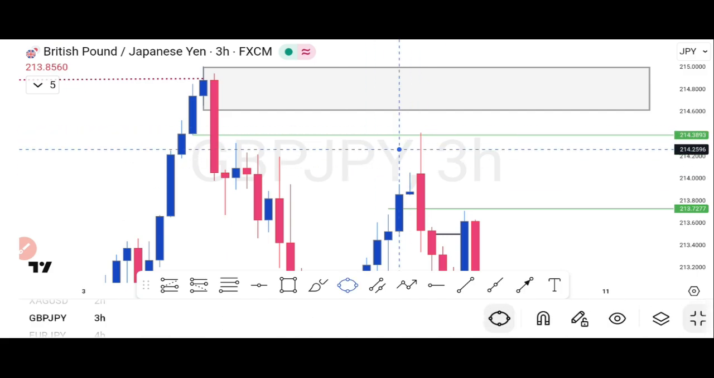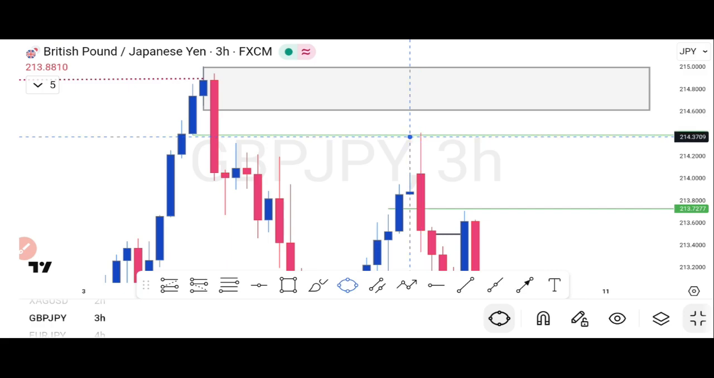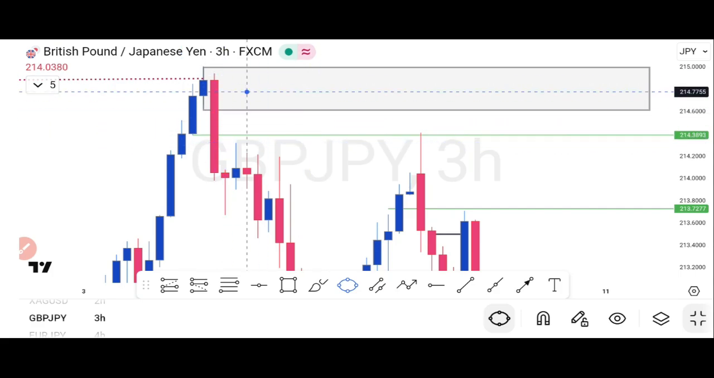But actually, when I was analyzing this pair, I was not using my laptop. Sometimes when I'm using my phone, I don't see the chart pattern very well. So that's one issue I have with analyzing on the phone. I couldn't even see clearly that this was the star candlestick pattern, but I could see another block here. So I just marked that block, waiting for price to tap into it.